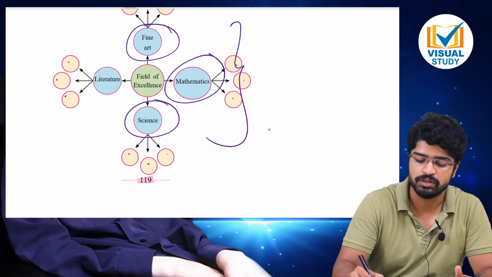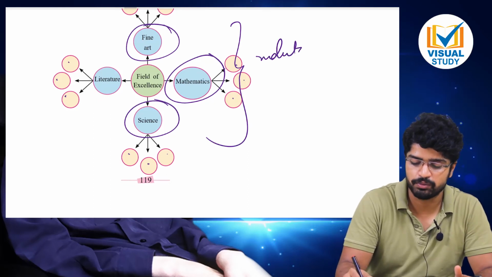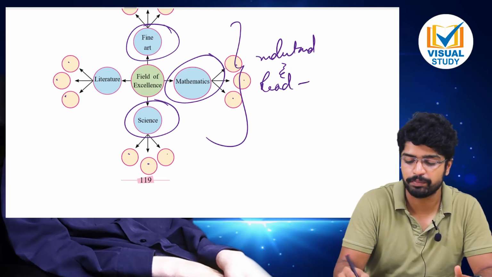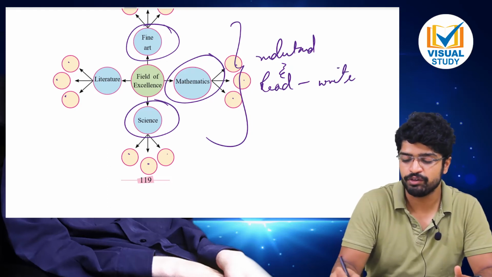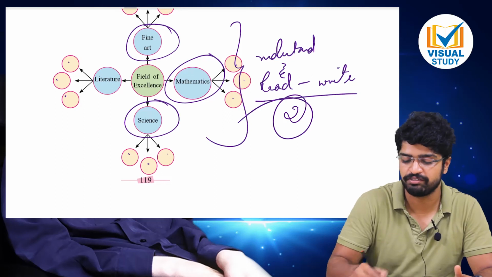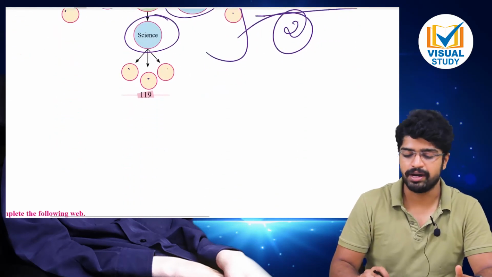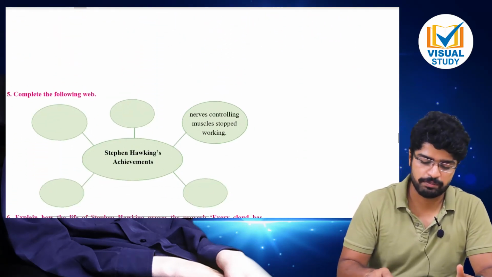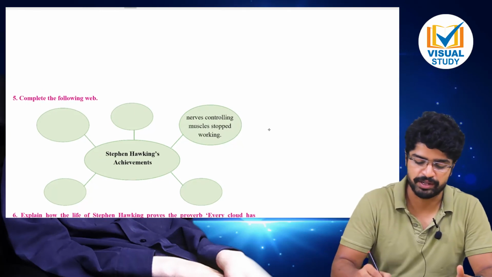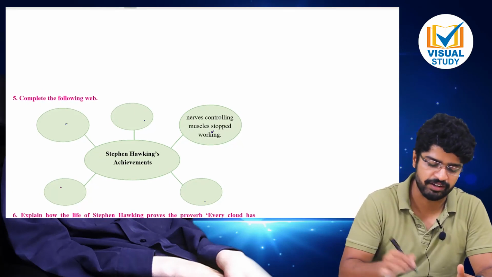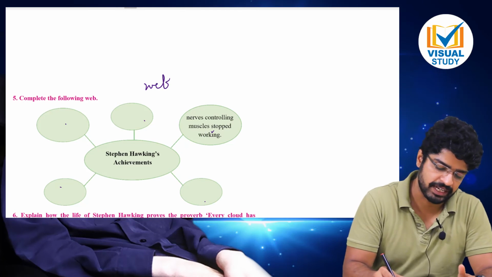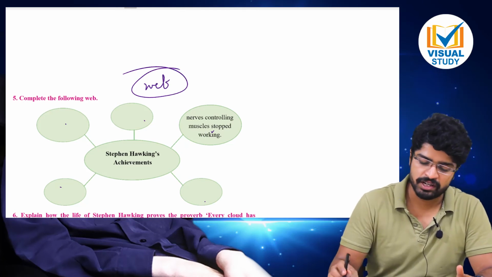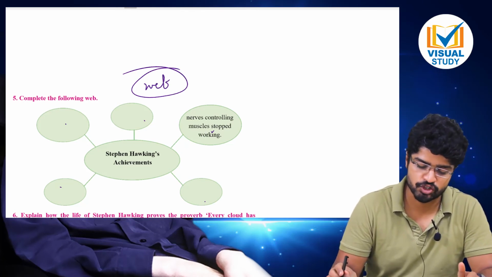I believe you should be able to understand and read and write properly in the paper, because if you get this question in the exam, this is going to be there definitely for 2 full marks. Okay, now complete the web chart. Stephen Hawking's achievements 1, 2, 3, 4 and 5. In terms of the web diagram, only one word has to be written. Nerves control muscles stopped working.